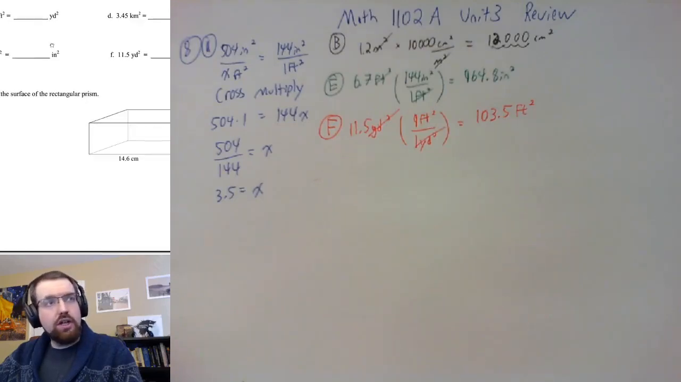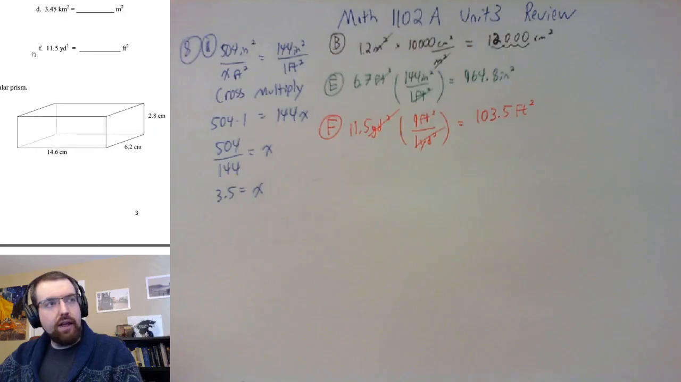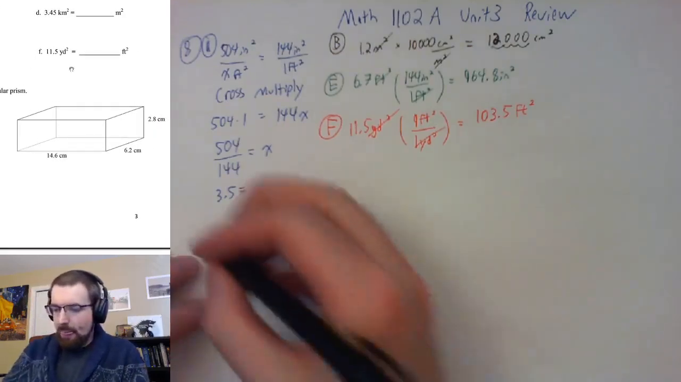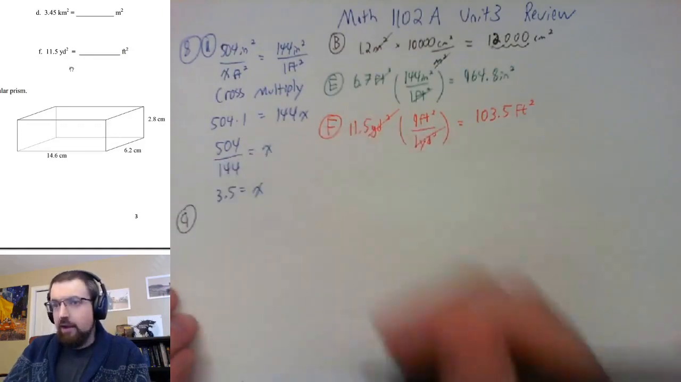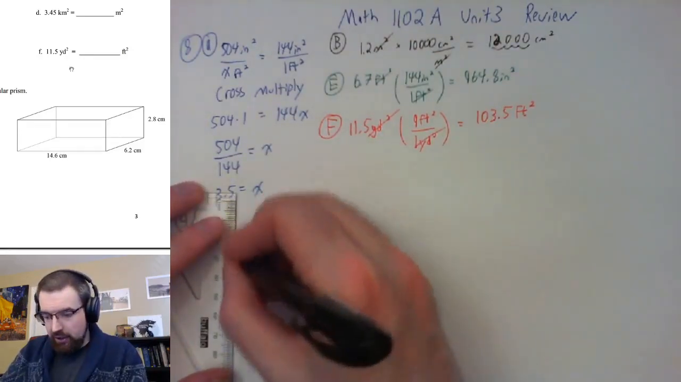Okay, question 9 then is calculate the surface area of the rectangular prism, which is this guy here. So for question 9, I'm going to draw out the diagram.